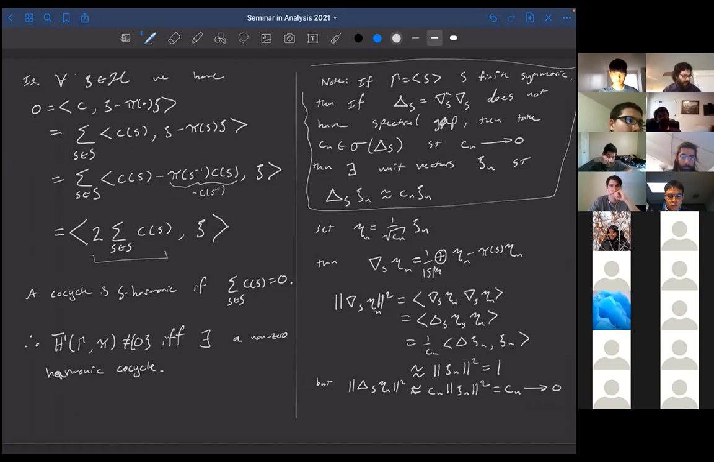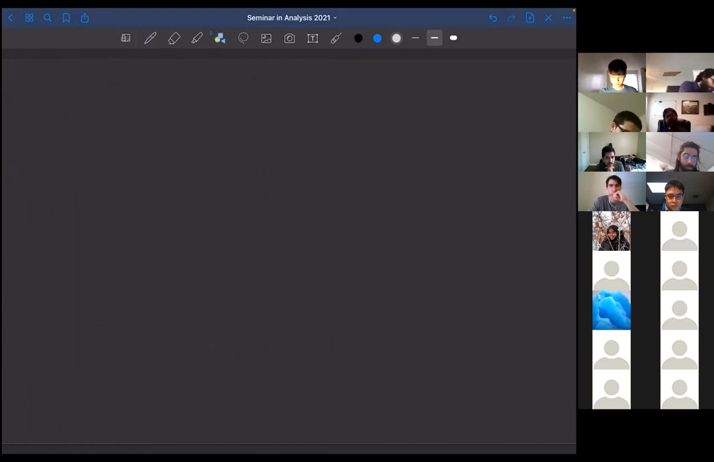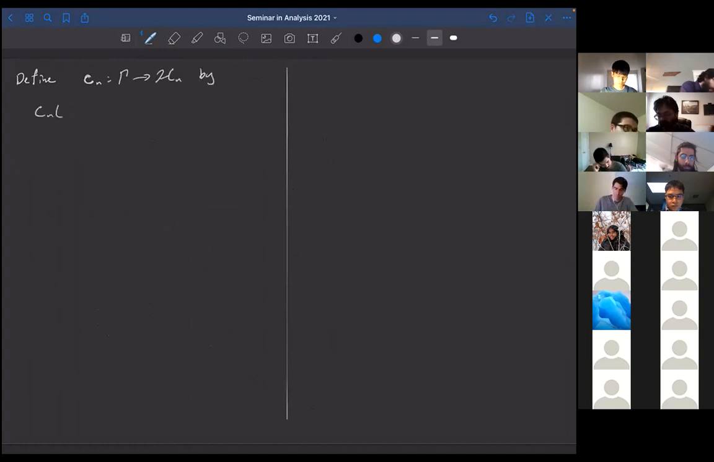So having no spectral gap and then using the spectral theorem a little bit, we can say we have these approximate eigenvectors, and that allows us to construct this sequence such that the gradient has norm one, but the Laplacian converges to zero. So what can we do now? Now we can define cn mapping Γ to Hn by cn of t is equal to ηn minus π(t)ηn.